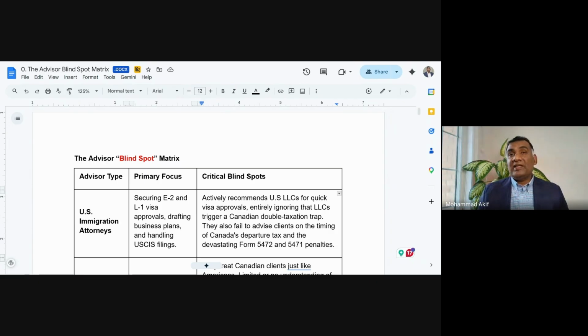So what they tell you is, get an LLC, we can get this done for you. Taxation is not their forte. You're not paying them for taxation. It's not that they're misleading you. It's just that they're not aware of this.